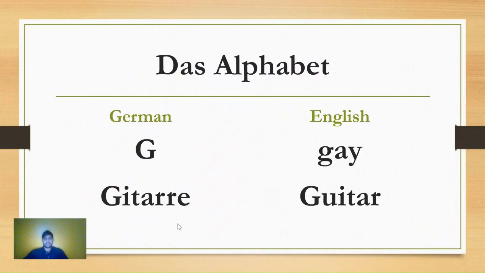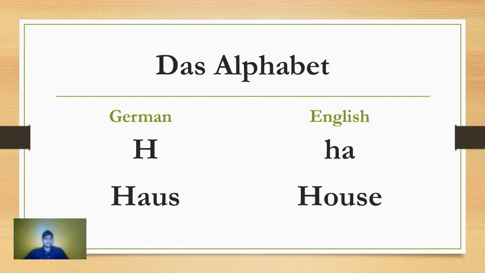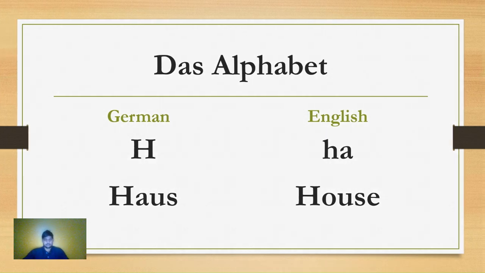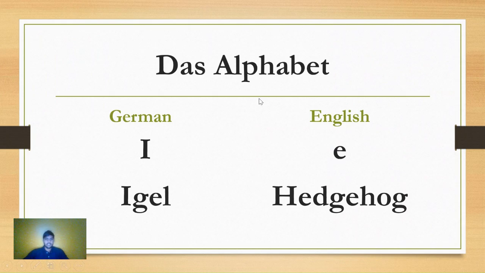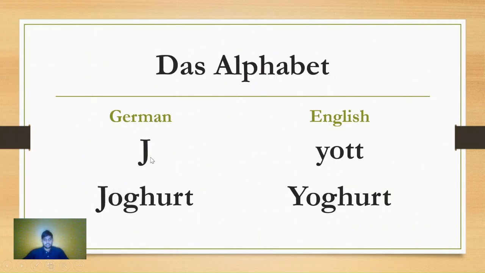G, guitar, in English guitar. House, in English the same, it is called house. So the house pronunciation is the same in German, but the meanings or the spellings are different. E, eagle, it means hedgehog in English. Yogurt, it means yogurt in English. So in English it is called J, but in German it is called yacht.